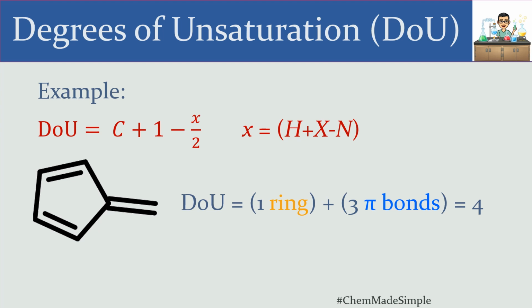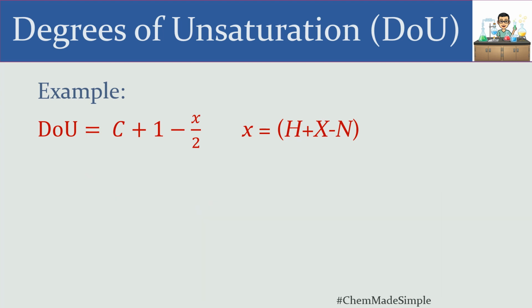And I guarantee you that if you take a moment and you count up the number of carbons, 6, and the number of hydrogens, also 6, and you plug it into this formula above, you will get the same exact result. So spare yourself the trouble, count up how many rings and how many pi bonds you have in a structure. All right, so here's our formula one more time. Let's take a look at another example molecule.